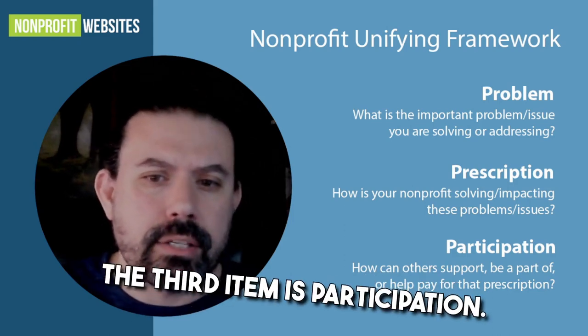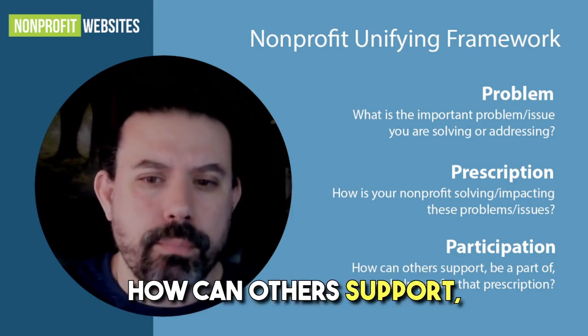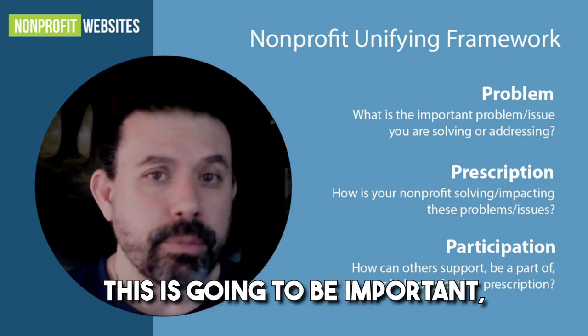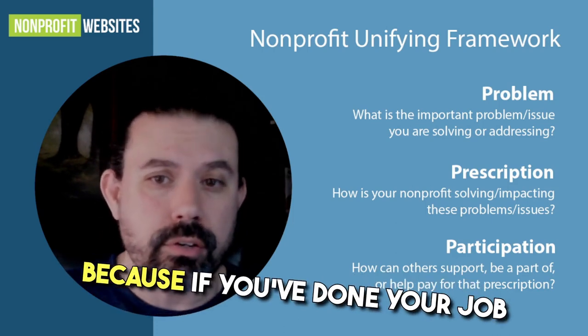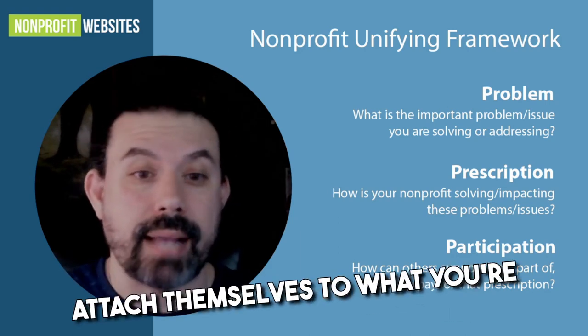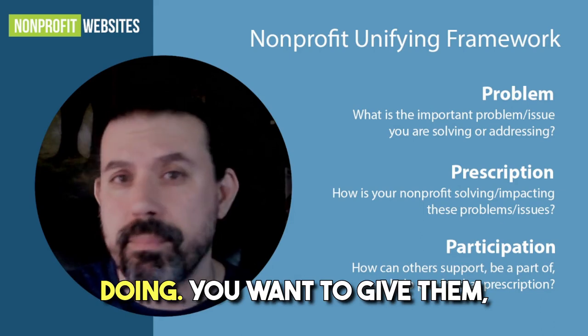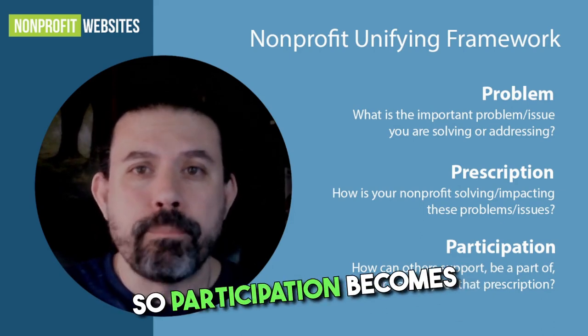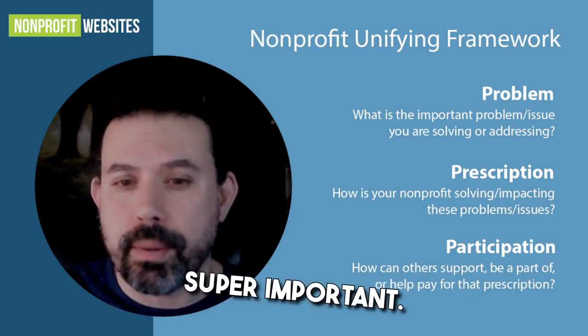The third item is participation. How can others support, be a part of, or help pay for that prescription? This is going to be important because if you've done your job at creating a compelling argument, people are going to want to attach themselves to what you're doing, and you want to give them the clear way to do that. So participation becomes super important.